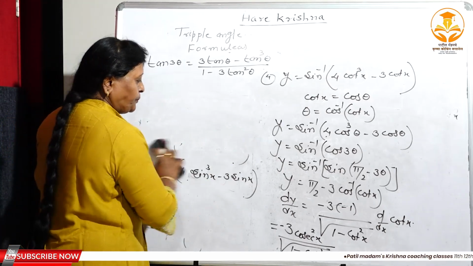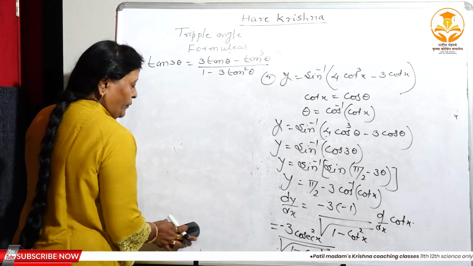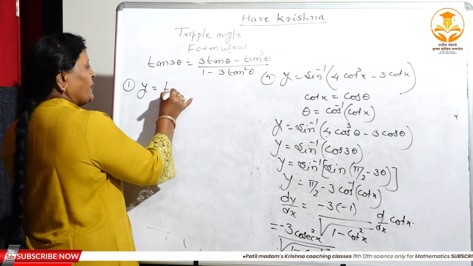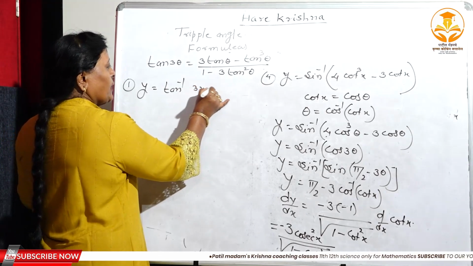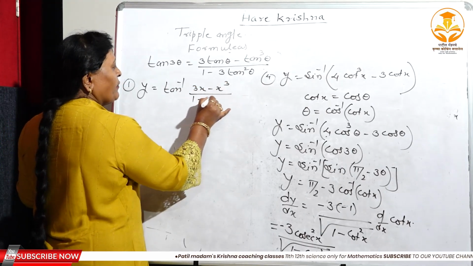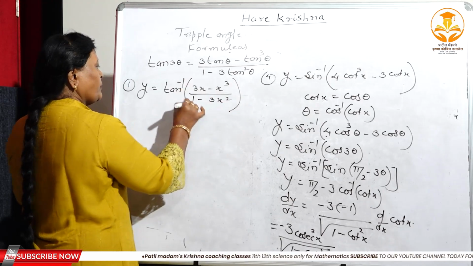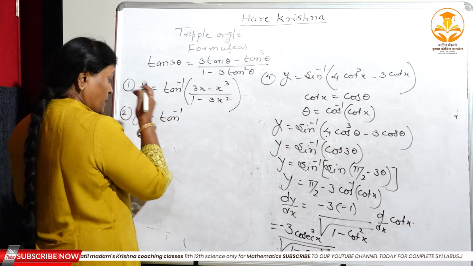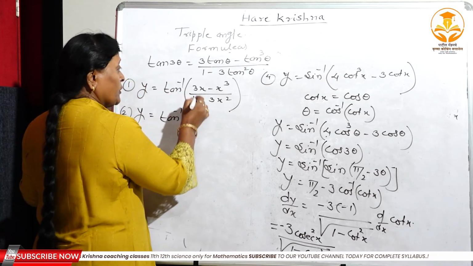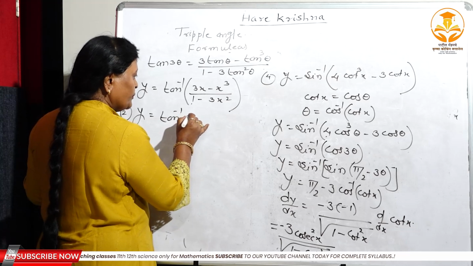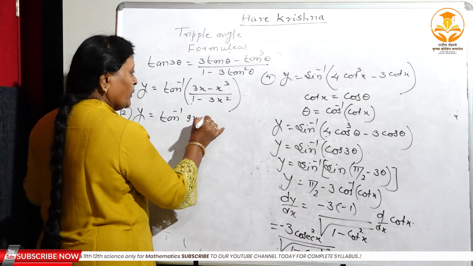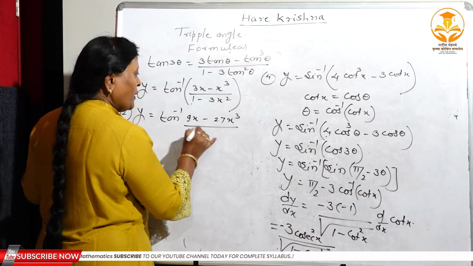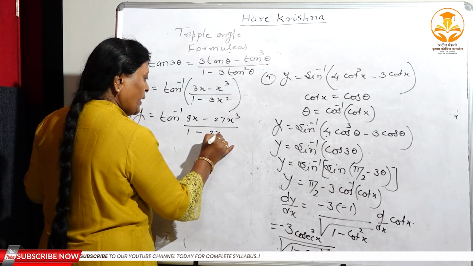See, here the first one, y is equal to tan inverse of (3x minus x cube) divided by (1 minus 3x square). Second one, y is equal to tan inverse, here again 9x minus 27x cube divided by 1 minus 27x square.